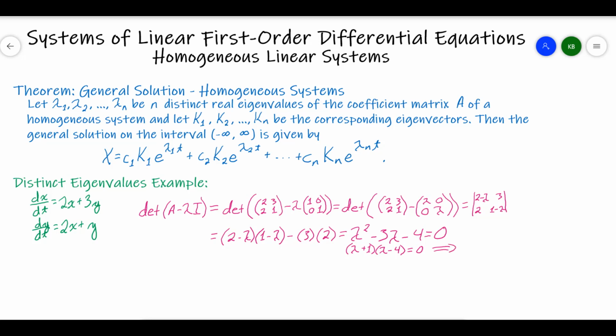So this is going to tell us that lambda 1, my first value that I could get for lambda, is negative 1. And lambda 2, the second value I could get for lambda, is 4. It doesn't matter which one you decide is lambda 1 and lambda 2, but it's a really good idea to start labeling them at this point in time.